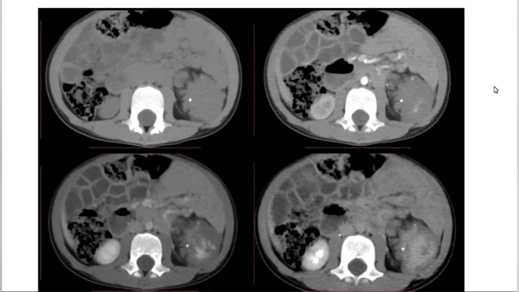In addition to this, the morphology of the visualized superior pole of the right kidney appears to be normal. Unremarkable bowel loops are seen. And so this is all from my side.